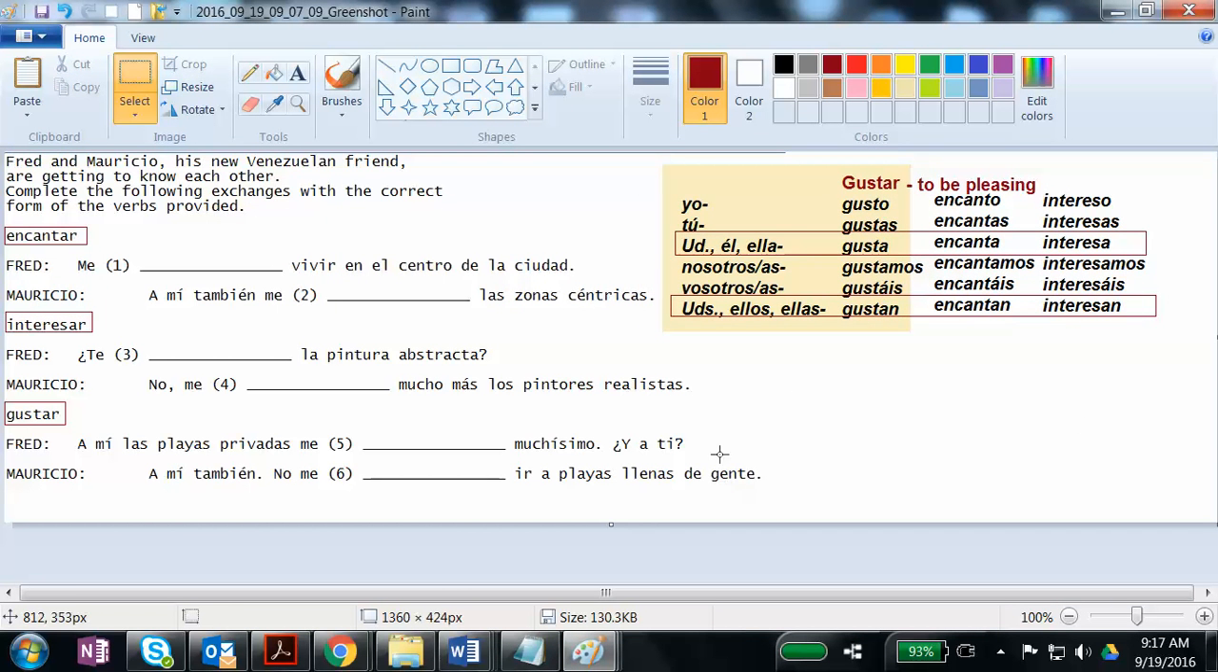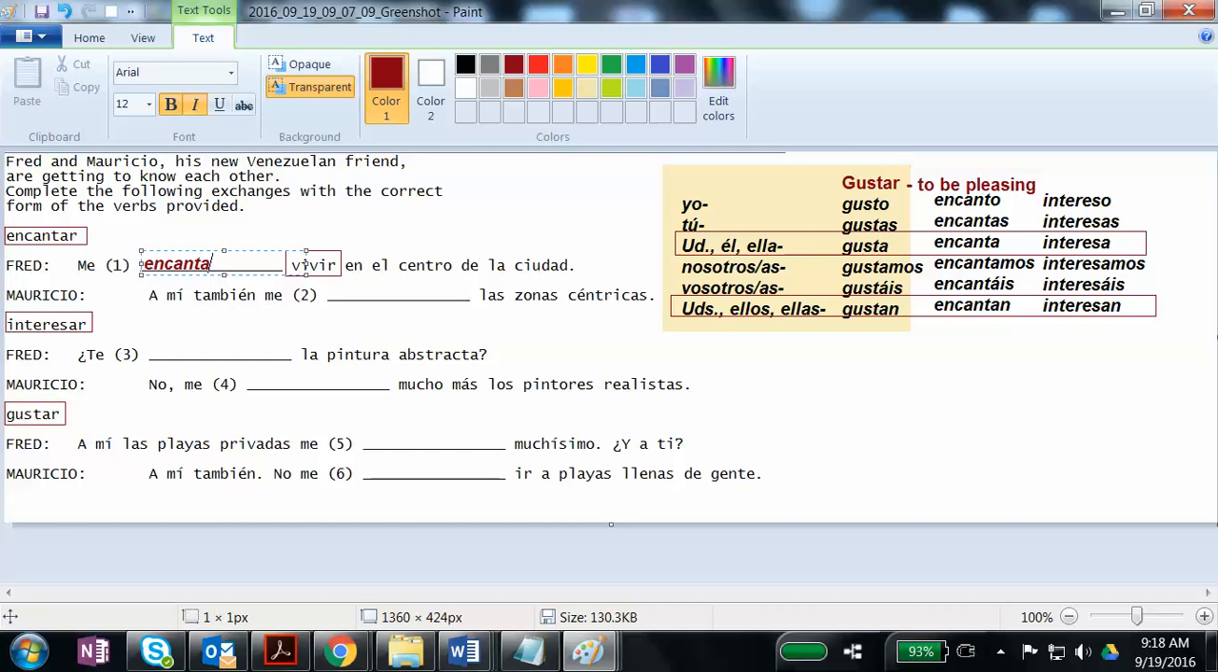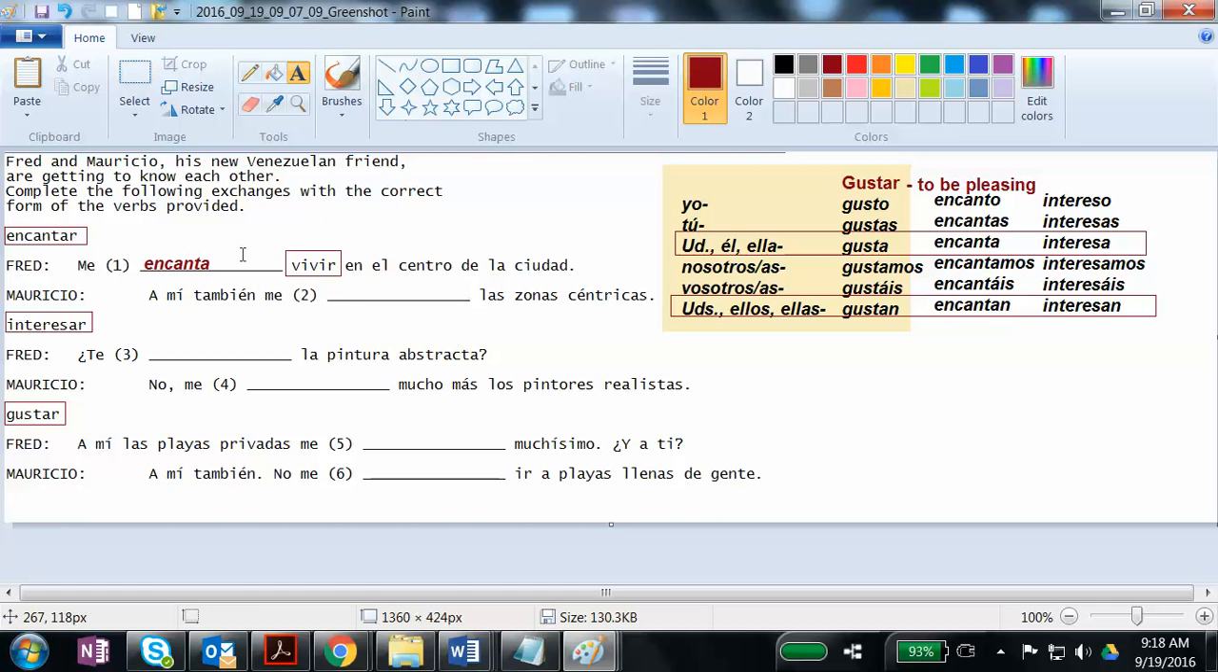Okay, so here are your choices. So if we have encantar, most of the time we're going to use either gusta or gustan. If what's pleasing to you is living in the center of the city, this is an infinitive. If it's an infinitive beside the blank, you're always going to put the singular. So we would use encanta, me encanta. And so that me that you see right here is saying that living in the center of the city or the downtown of a city is pleasing to me.